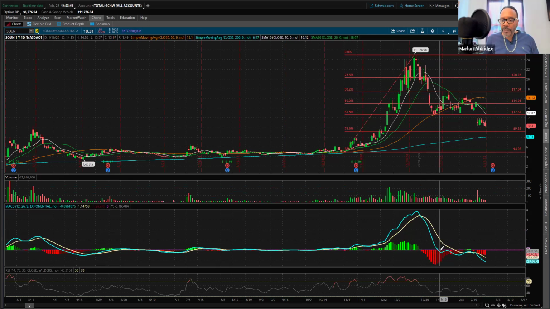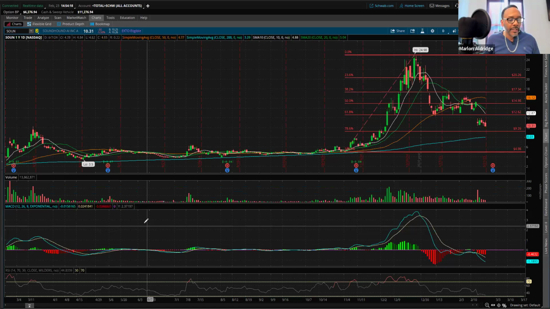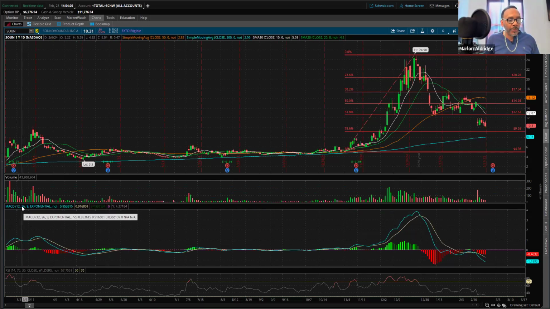So typically what we want to do is wait for the blue line to cross back above the signal line, and that is normally a position where we want to enter a trade, hoping that the trend will continue upward. Now, does it always do that? It does not.